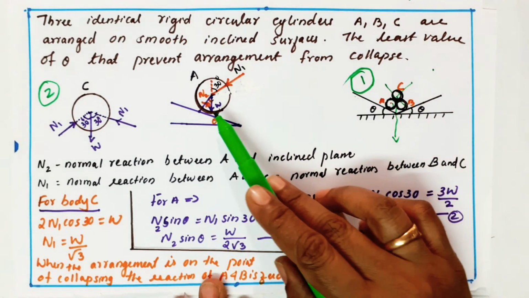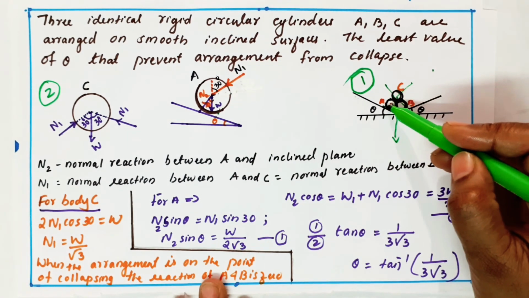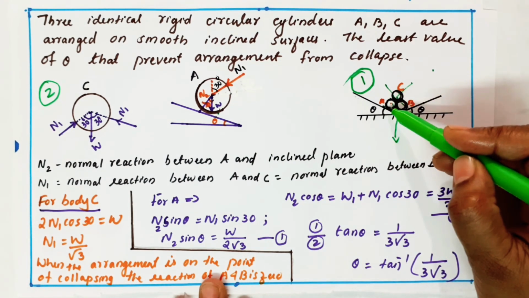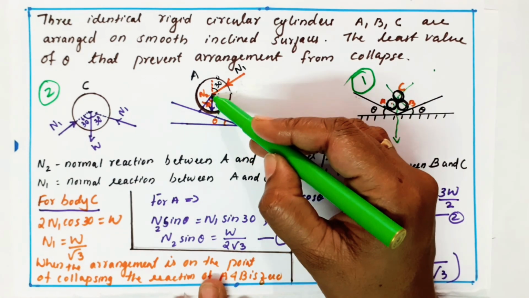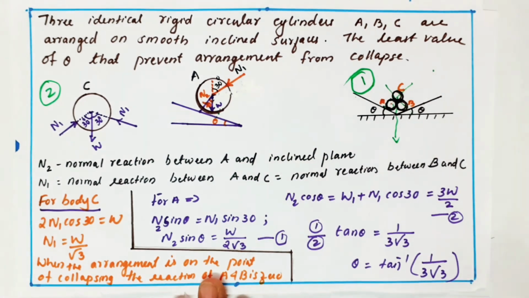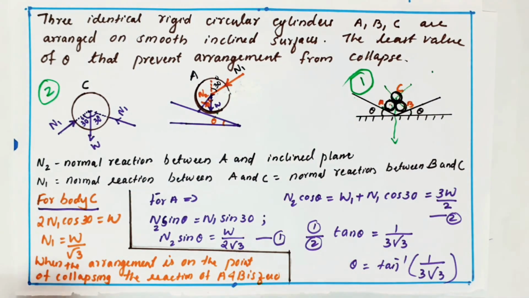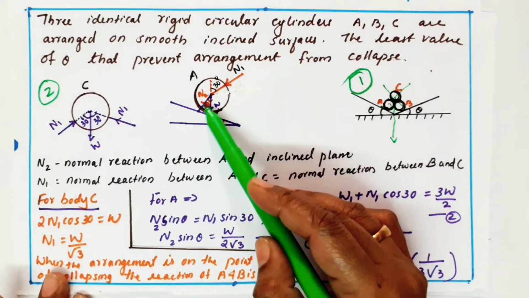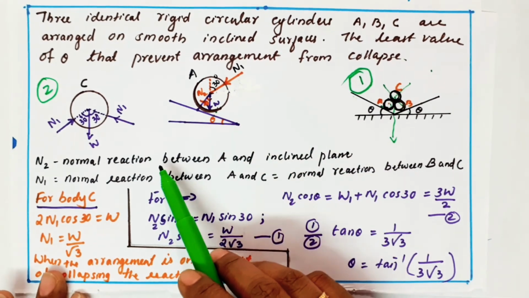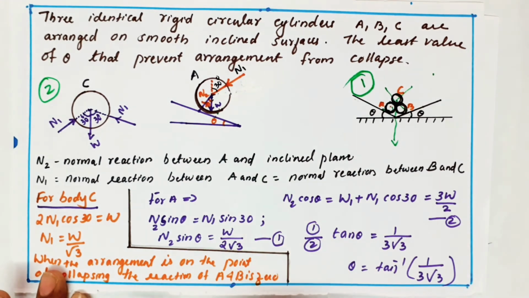What is the direction of N2? N2 means with respect to this inclined surface, we get a force. So with respect to the inclined surface also we are getting. So in this case we have this N2. N2 is with respect to A and the inclined plane, and N1 is with respect to the bodies.